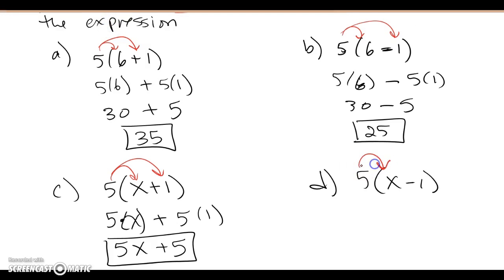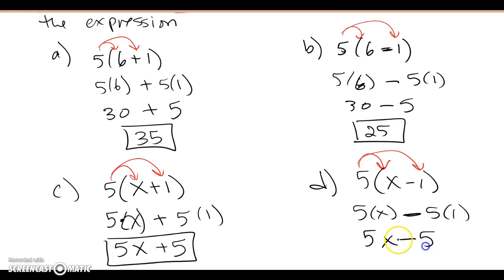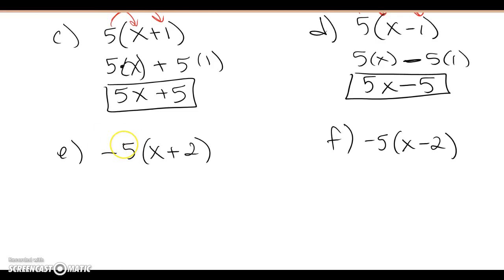Let's say I do the same thing here, distribute the 5 into both pieces, and we end up with 5 times x minus 5 times this one guy. That's going to give me 5x minus 5 times 1 is 5, and that's the most I can do for that one. What happens if the guy outside I'm distributing is a negative number?